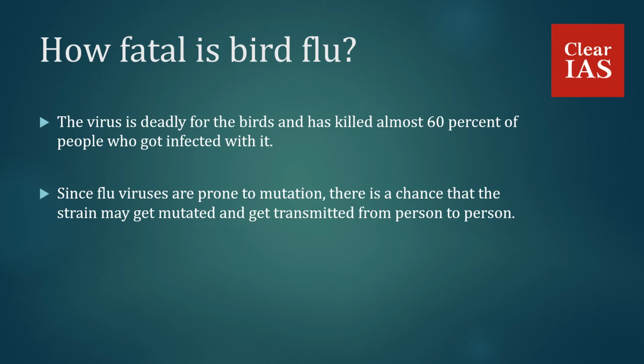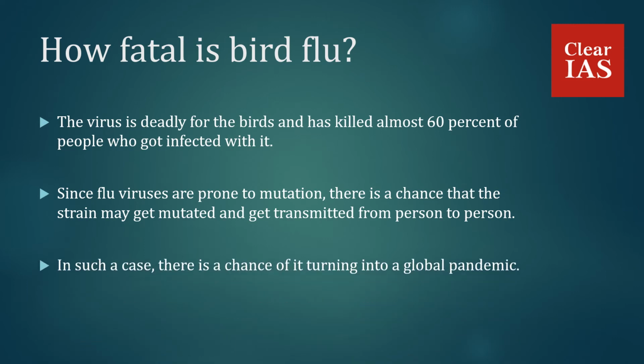Mutation refers to the change which the virus undergoes in its genetic structure. These changes in the structure take place continuously and new strains may get developed. So one day there is a chance of such a strain developing which might get transmitted from person to person. In such a case, there is a chance of it turning into a global pandemic.